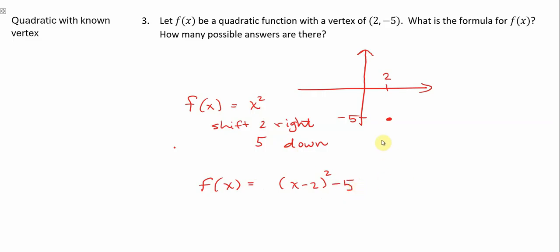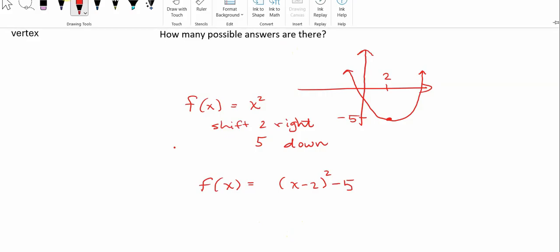And if we graph just that, we will have some parabola that looks roughly like this. And that would be a perfectly good solution to this problem. Now, there's a second question there. Well, how many possible answers are there? Given the information that we have in the problem, there are many different answers.